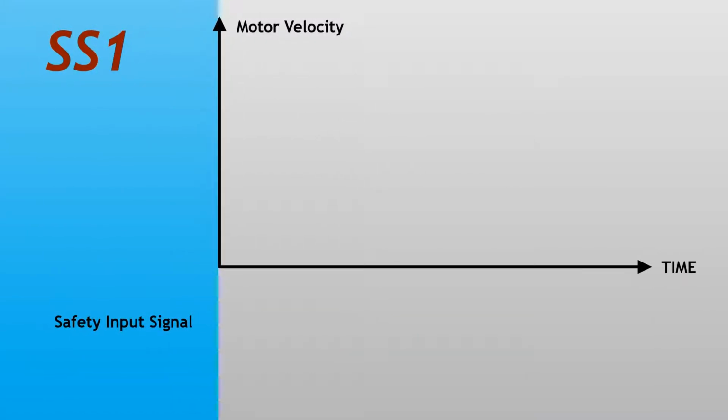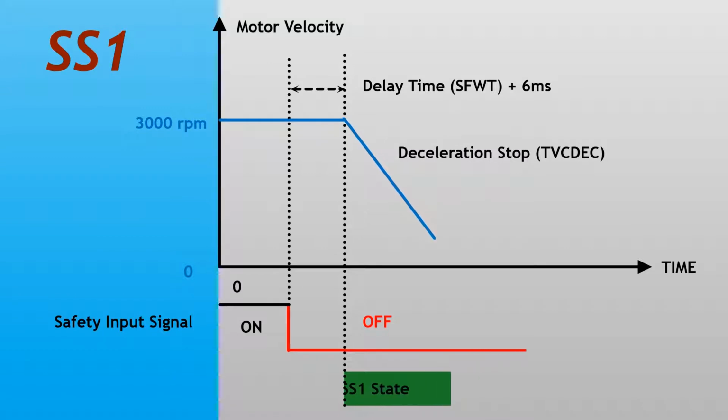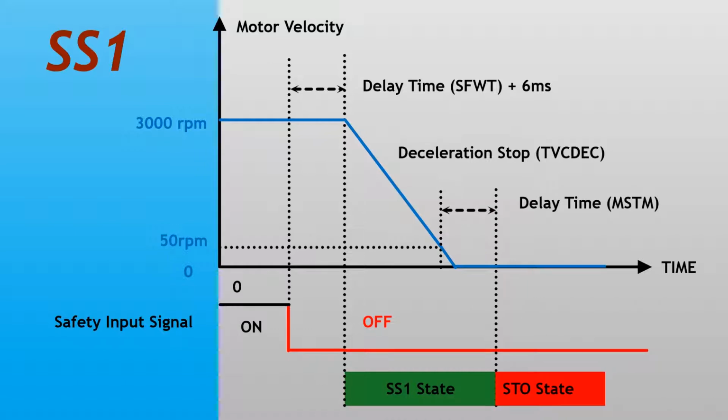SS1 is a function when safety input is changed to off, contact open, it starts the deceleration according to the rate calculated with specified deceleration time constant TVCDEC after passing safety function starting wait time SFWT plus 6 milliseconds. After deceleration completion, it transits to STO state after passing motor stop detection wait time MSTM. To return from STO state and start motor operation, change safety input to on, contact close, and then change servo on input to on after it turns off once.